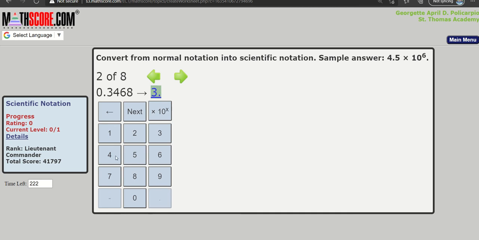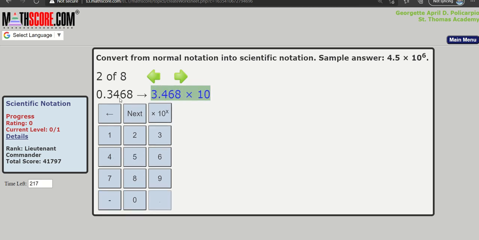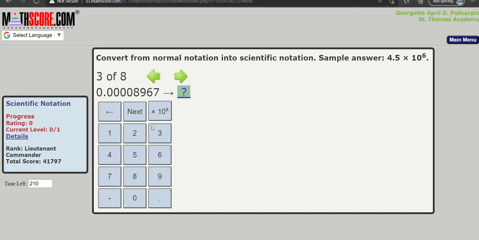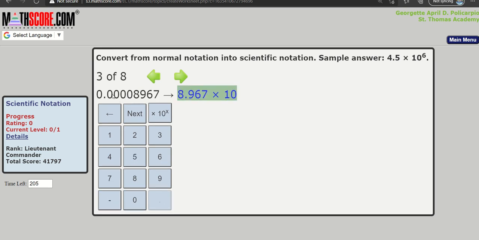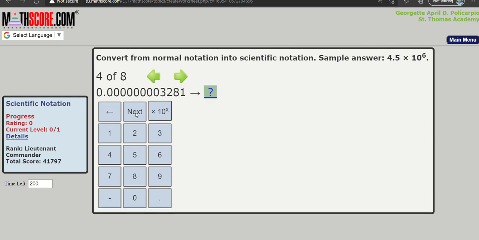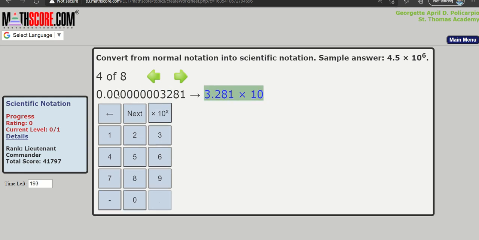Next. So, 3 point pala. Sorry, 3.468. Feeling ko bibilis ang time mamaya. Times 10 to the, dahil 0 to, and then negative 1. No, isang step lang naman eh. Next, 8 point, sorry, 8.967. 1, 2, 3, 4, 5. Negative 5. No, kasi whole number ulit ay 0. Tapos 3.281 times 10 to the 1, 2, 3, 4, 5, 6, 7, 8, 9. Negative 9 kasi whole number ay 0.